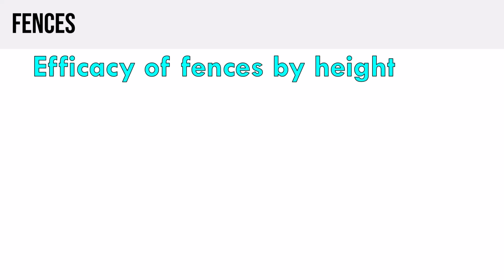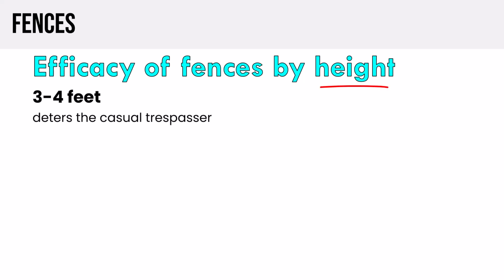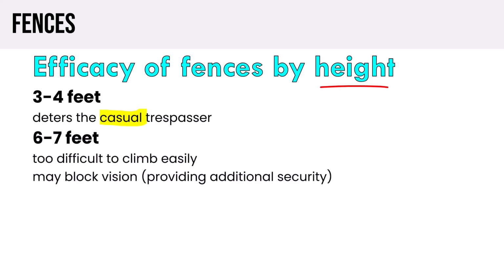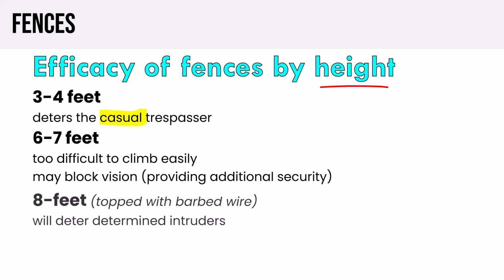So fences are called out on the exam. So let's talk about the characteristics of fences. Typically, efficacy comes down to their height and their composition. So a fence of 3 to 4 feet deters the casual trespasser. A 6 to 7 foot fence is too difficult to climb easily. It might block vision, which provides additional security if folks standing on the ground can't see what's behind the fence. On the other hand, an 8-foot fence topped with barbed wire will deter determined intruders.